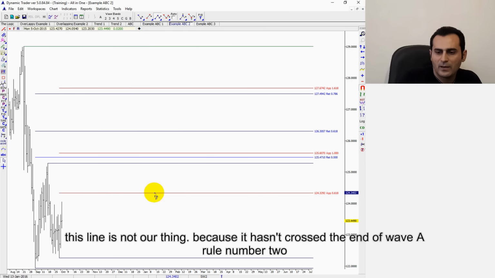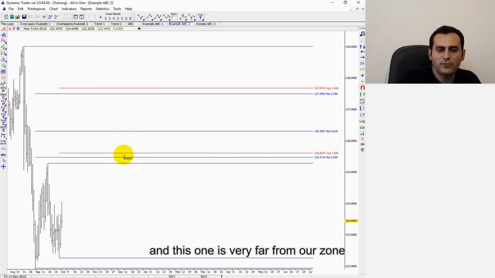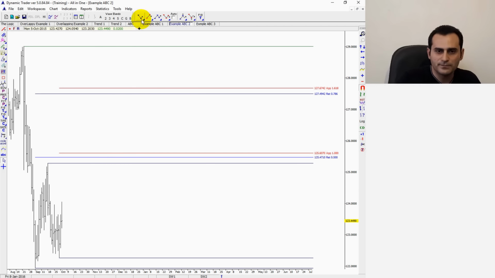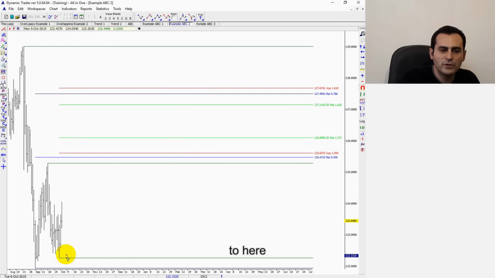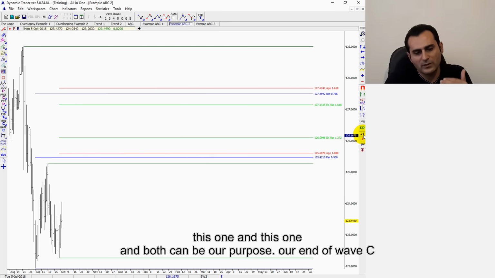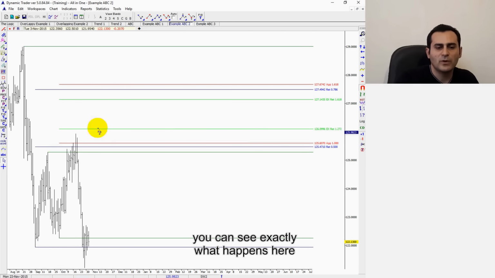This line is not our thing because it's very far from, it's not crossed the beginning of the end of wave A. So rule number 2. And this one is very far from our zone. We can erase here. We have 2 zones here. Now we draw external from here to here. You can see there are 2 zones, this one and this one, and both can be our purpose, our end of wave C. I add bar here.